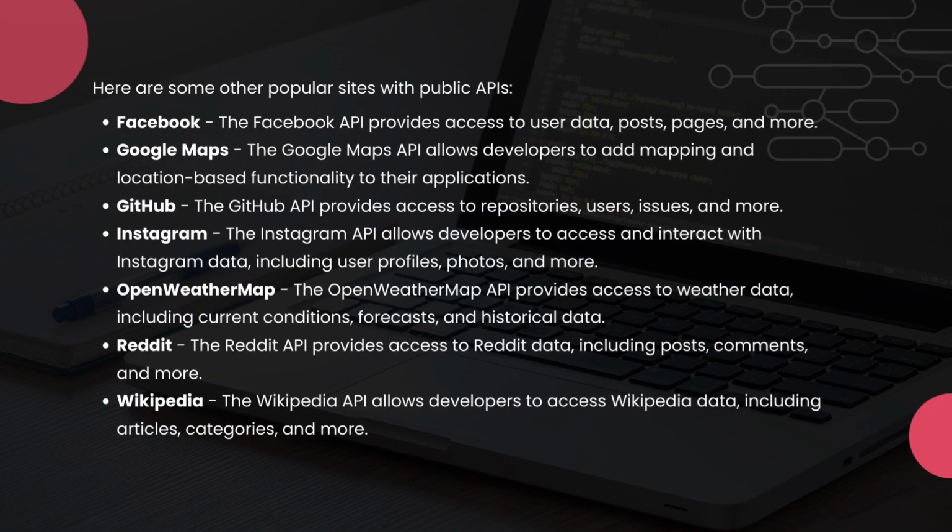There are numerous popular sites with public APIs that allow developers to access and integrate their data into their own applications. Here are some examples. The first ones are Facebook, Google Maps, GitHub, Instagram, OpenWeatherMap, Reddit, and Wikipedia.